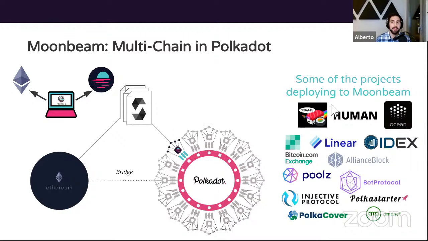Some of the projects that are planning to deploy on Moonbeam include SushiSwap, Human Protocol, Ocean Protocol, which we announced only a couple of weeks ago. We have Bitcoin.com exchange, Linear, IDX, and some other projects. And we have a page on our website with a full list of all the projects that are planning to deploy on Moonbeam.